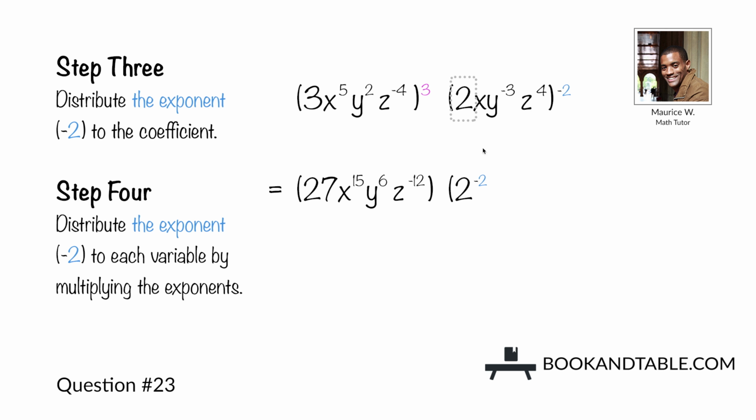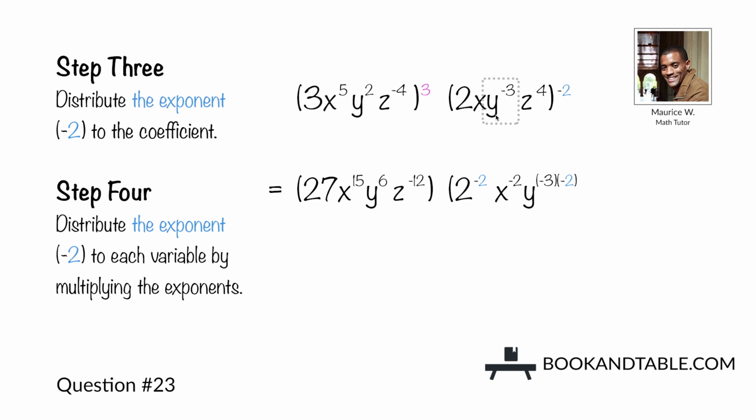And then step 3, distribute the exponent negative 2 to the coefficient 2. That gives you 2 to the negative 2. So we'll leave that for a second. Step 4, distribute the exponent negative 2 to each variable by multiplying the exponents. X has an exponent of 1. 1 times negative 2 will give us negative 2.